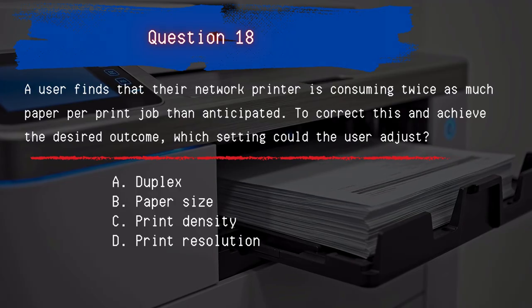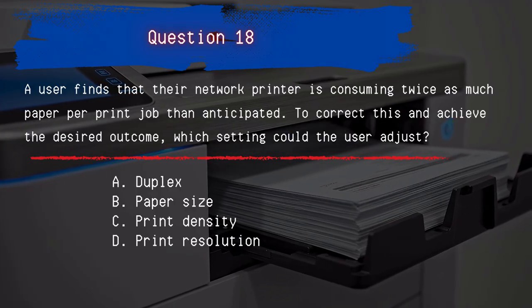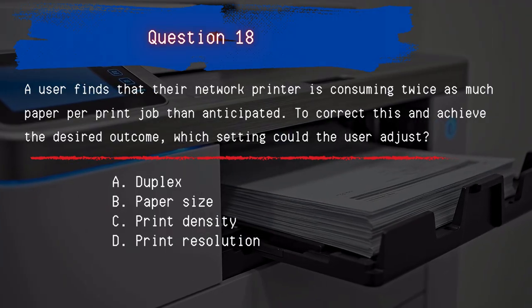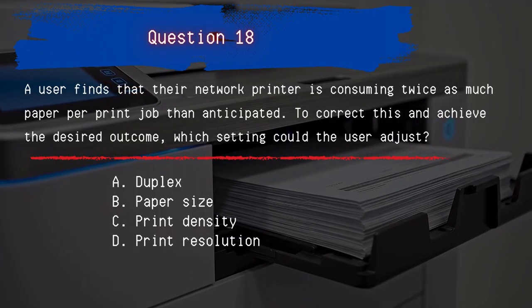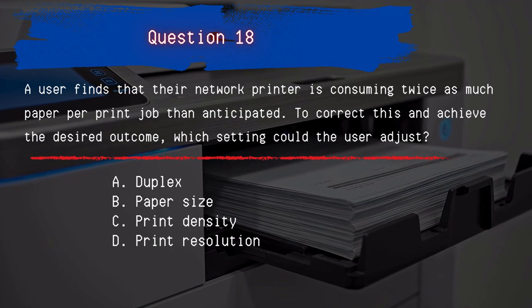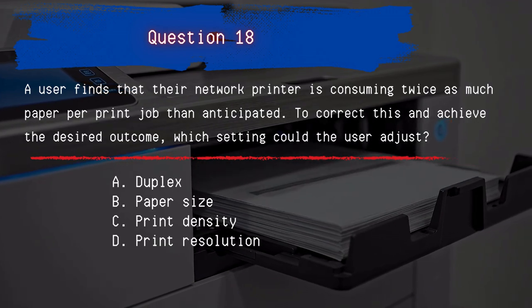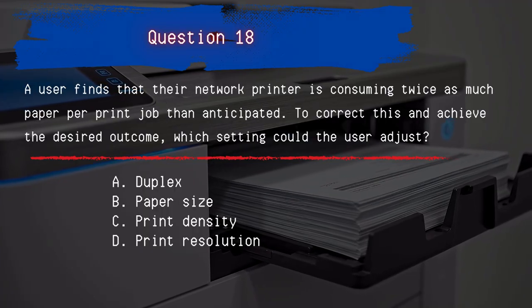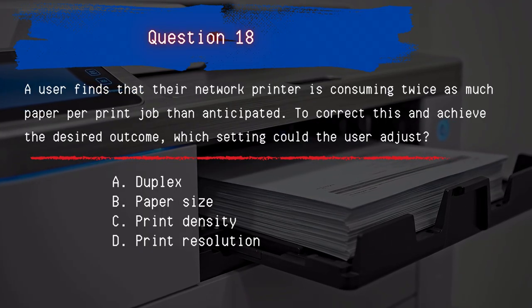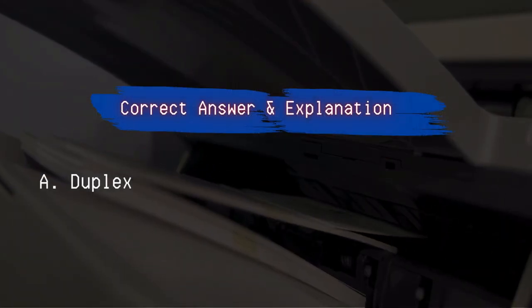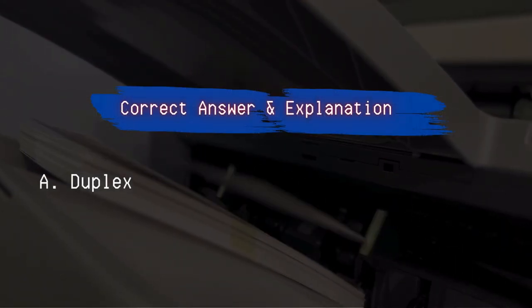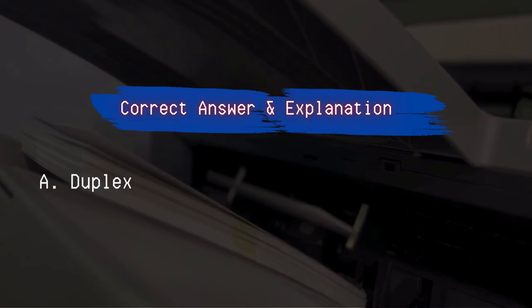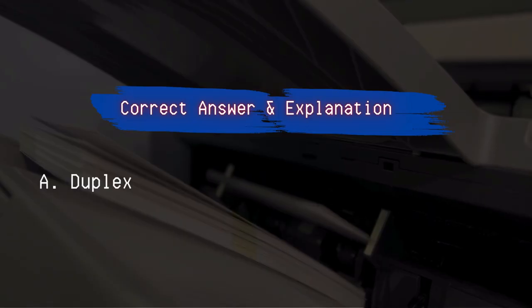Question 18. A user finds that their network printer is consuming twice as much paper per print job than anticipated. To correct this and achieve the desired outcome, which setting could the user adjust? A, duplex, B, paper size, C, print density, or D, print resolution. Correct answer: A, duplex. Now, enabling duplex printing allows double-sided printing, reducing paper usage per print job.